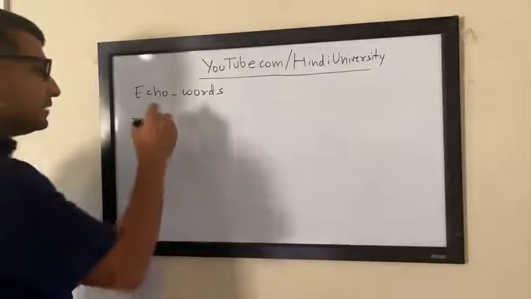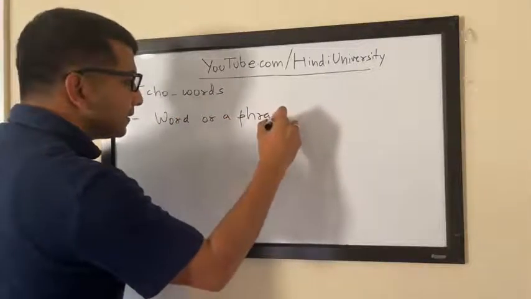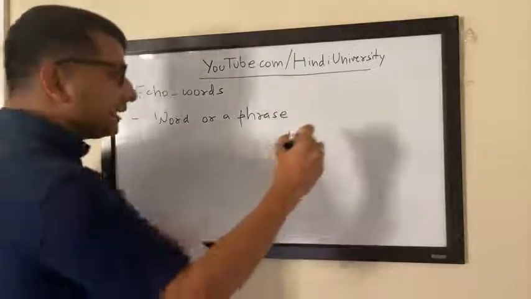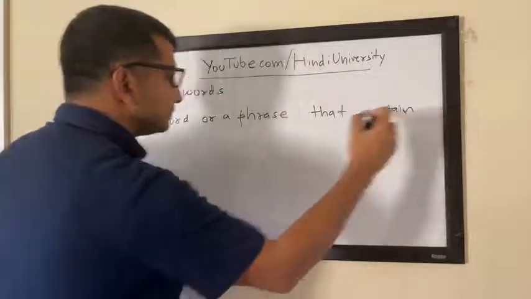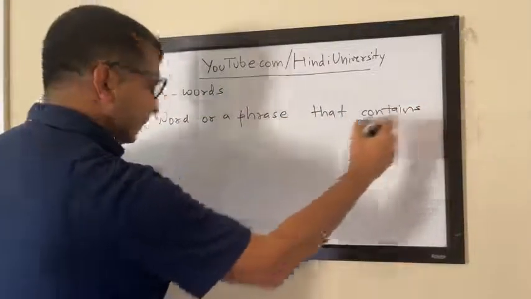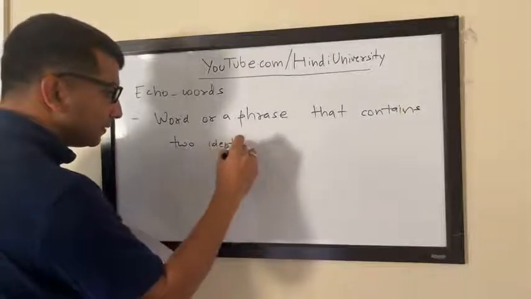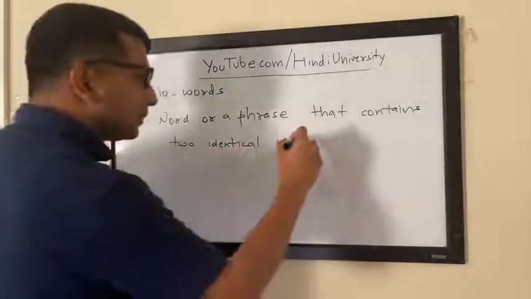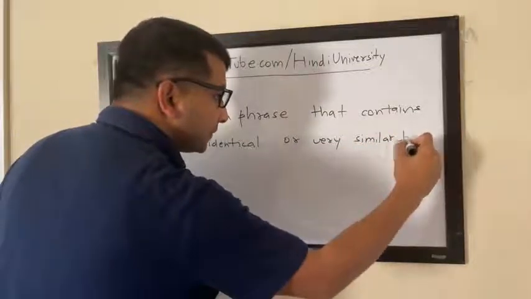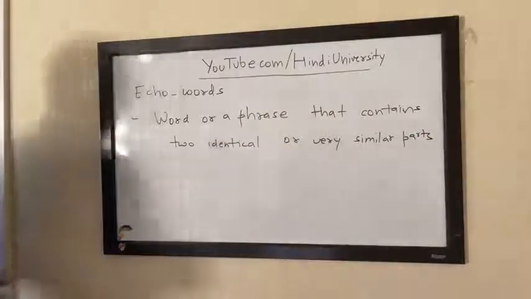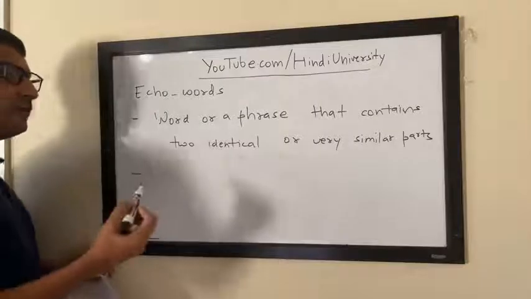An echo word is a word or a phrase that contains two identical or very similar parts. Okay, that's very high level so far, it doesn't give you any specifics, but what do they mean by that?